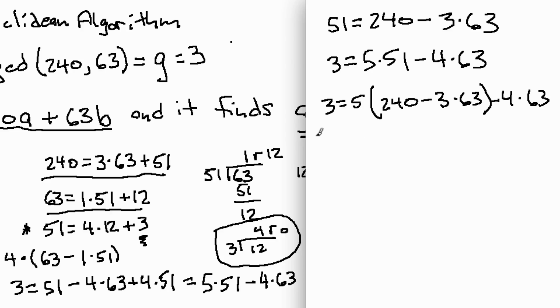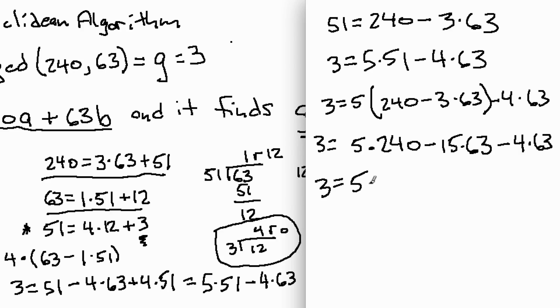So 3 is equal to, I've got 5 times 240. Over here, I'm going to get 5 times minus 3, that's minus 15 times 63. And over here, I've got minus 4 times 63. And that says to me that 3 is equal to 5 times 240 minus, let's see, I've got minus 15 times 63, and minus 4 times 63. That's minus 19 times 63.